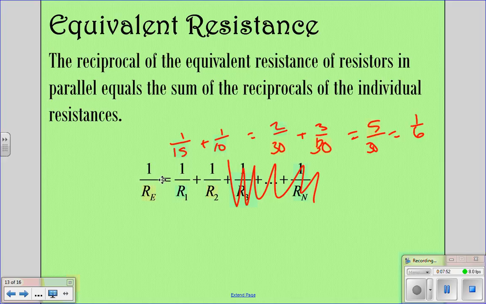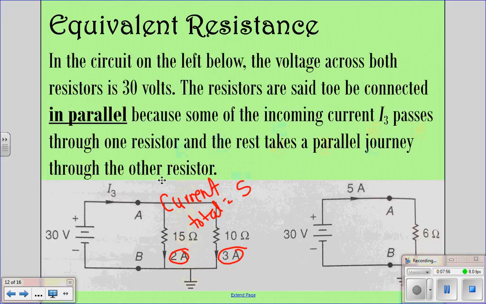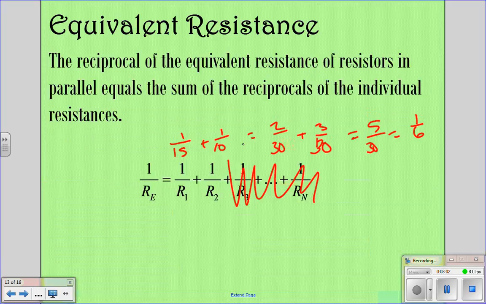And if you remember the picture on the left, I'm going to go back. I mean, the picture on the right. I'm sorry. The picture on the right, the resistance is 6 here. And so the reciprocal of that is 1 over 6. And so that's how you can kind of check with your parallel ones. So if they're parallel, you have to use reciprocals.